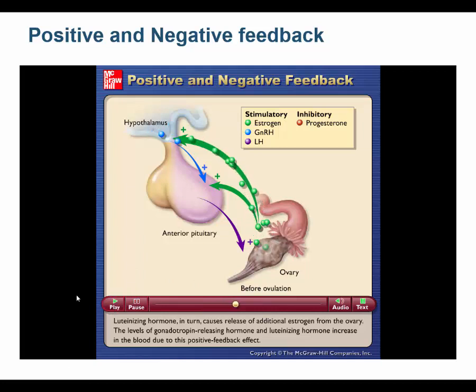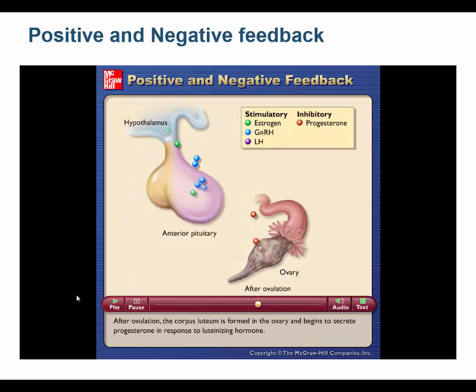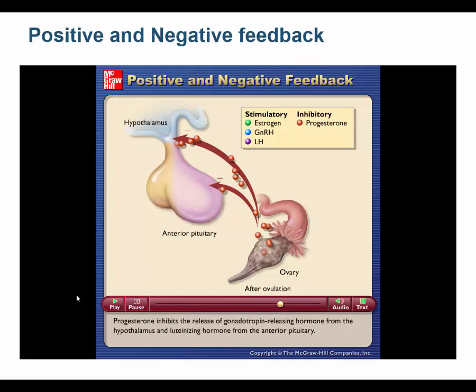The levels of gonadotropin-releasing hormone and luteinizing hormone increase in the blood due to this positive feedback effect. After ovulation, the corpus luteum is formed in the ovary and begins to secrete progesterone in response to luteinizing hormone. Progesterone inhibits the release of gonadotropin-releasing hormone from the hypothalamus and luteinizing hormone from the anterior pituitary. Blood levels of gonadotropin-releasing hormone and luteinizing hormone decrease because of this negative feedback effect.